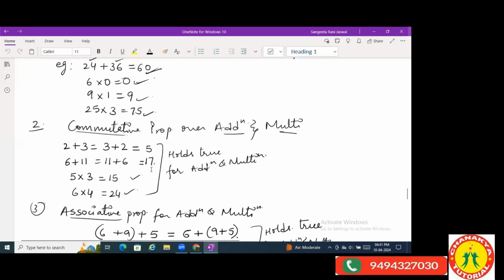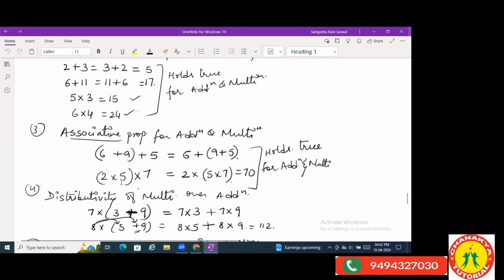Next property is commutative property. Commutative property says that if you add two numbers in any order, either a plus b or b plus a, the answer is always the same. Okay, 2 plus 3 is 5, and 3 plus 2 is also 5. And the same is the case when we multiply two numbers. 5 into 3 is 15. Okay, so if I do 3 into 5, that will also give me 15.